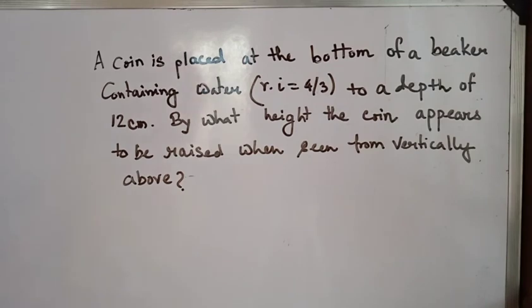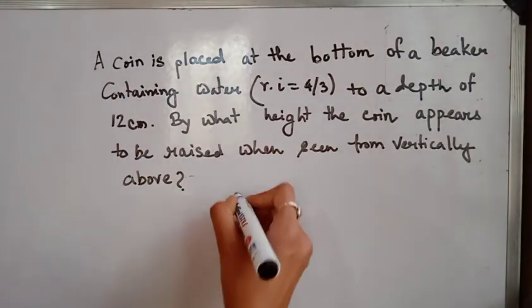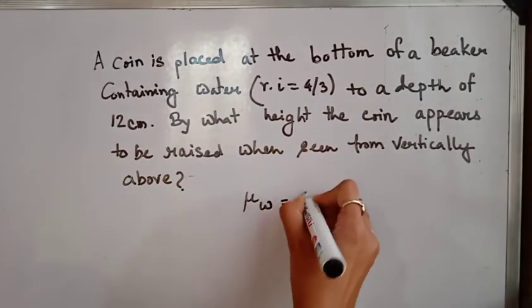So here we take a sum. A coin is placed at the bottom of a beaker containing water, refractive index 4/3, to a depth of 12 centimeter. By what height does the coin appear to be raised when seen from vertically above? So we are going to see the object from vertically above. Here we want to calculate by what height the coin appears to be raised. So we have to find the apparent depth first. The refractive index of water is given as 4/3.